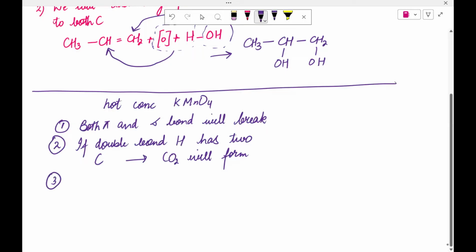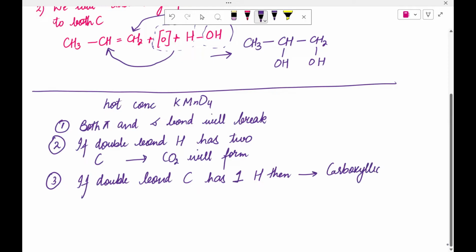Third rule states that if a double bond carbon has one hydrogen, then carboxylic acid will form.